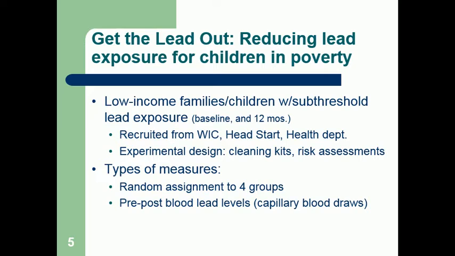The first group would be if they're randomly assigned to not receive the cleaning kit and not receive the risk assessment, and that's the control group. The second group received just the cleaning kit, the third group received just the risk assessment, and the fourth group received both the cleaning kit and the risk assessment. So my independent variable was which group they were randomly assigned to.